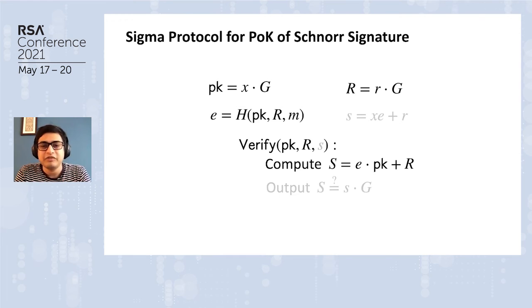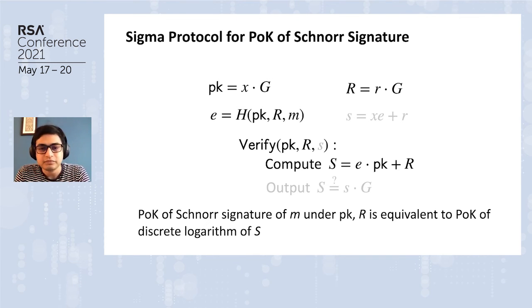So observe that if we omit this lowercase s value, we're still able to execute the first step of verification. That is, we can still compute this capital S, that's a combination of the public key and the nonce. And I claim now that instead, in place of revealing this lowercase s value directly to the verifier, it is just as good if we give a proof of knowledge of the discrete log of capital S. And capital S is specified by just the public key and the nonce and the message.